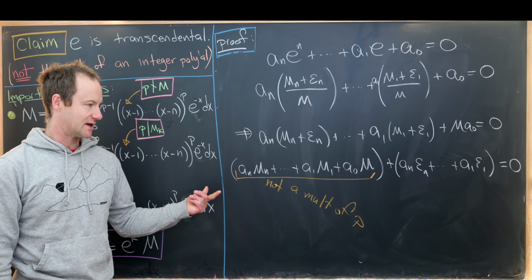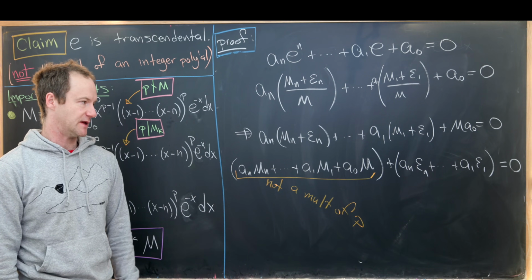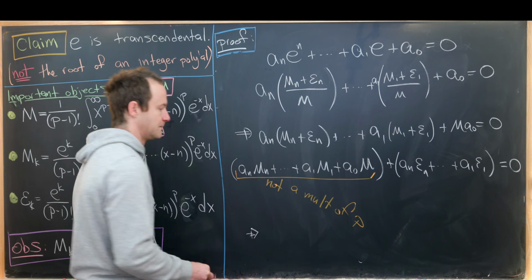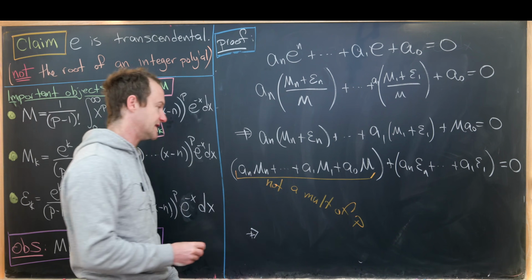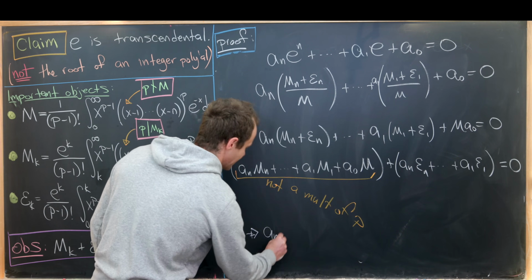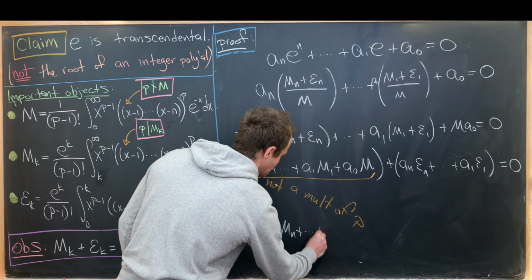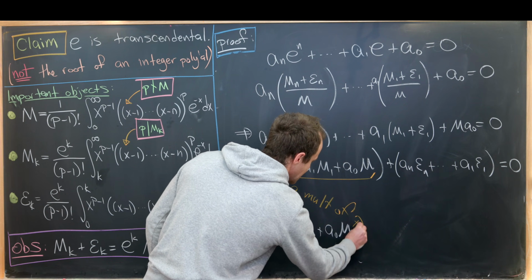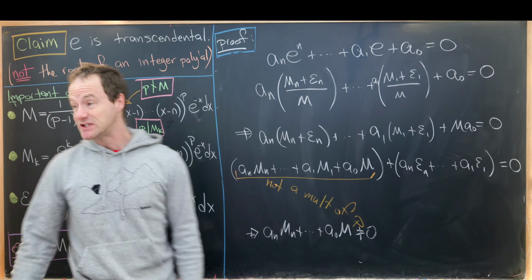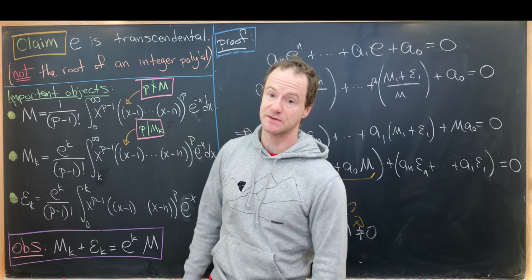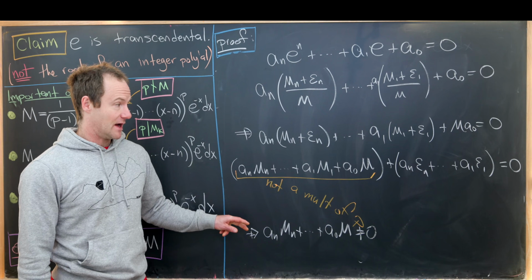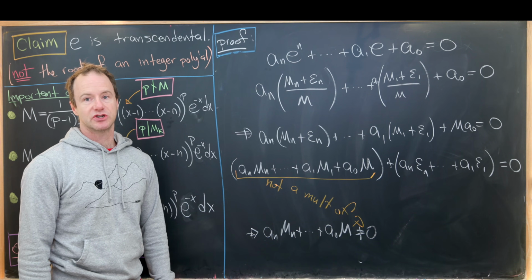Okay, but what does that tell us? Well, 0 is a multiple of p. That tells us that this cannot be 0. Again, because 0 is a multiple of p, and we showed that this was not a multiple of p. So we have a_n m_n plus all the way down to a naught m is not equal to 0, but it is an integer. Notice that each of these three things are integers by our construction. Okay, so now let's keep that in mind, and we'll start working towards our contradiction.